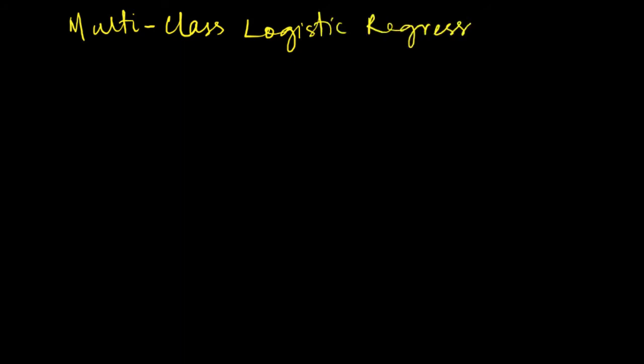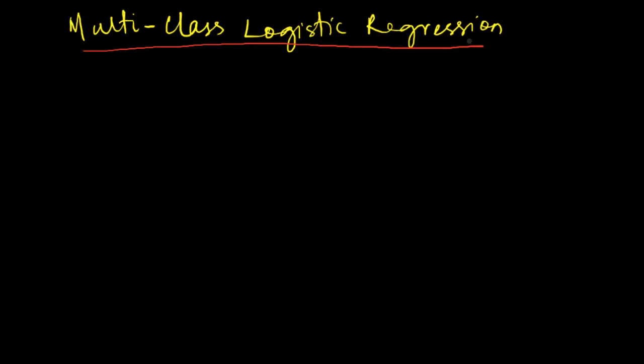So we call this multi-class logistic regression. Now there are three different ways of doing it. First we will discuss two of them which are based on binary classification, and then we will go to the third method, which is what is actually recommended for solving such problems.